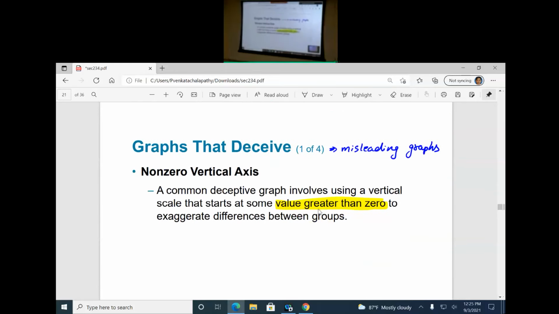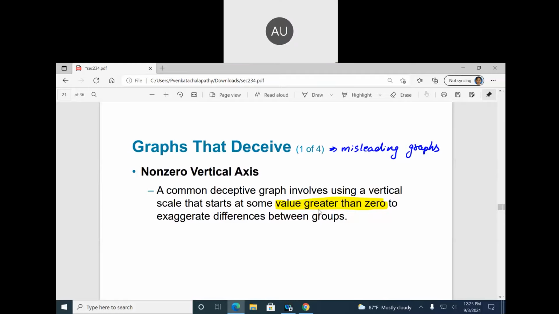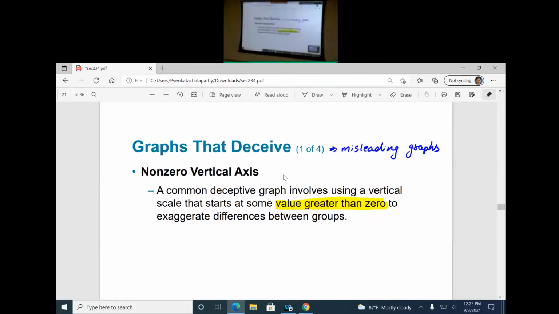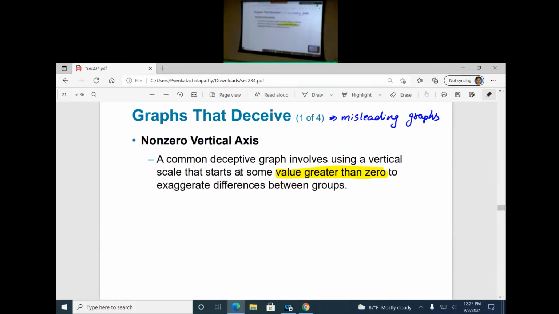Next is, whichever we saw till now are the graphs which are most commonly used or which represent the data correctly. And now we are seeing the graphs which will mislead the conclusion, graphs that deceive. First one is the non-zero vertical axis. So what do you mean by that?